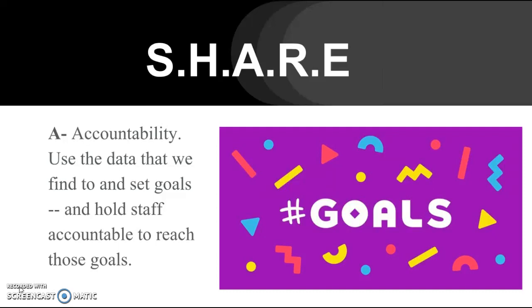A stands for accountability. We must use the data that we find to set goals and hold staff accountable to reach those goals. According to Jensen, teachers, administrators, and all school staff members should be held accountable for their actions. Jensen said, every teacher is accountable for his or her actions and can be evaluated with quality data. Teachers should stop making excuses and make sure to do their jobs as expected.